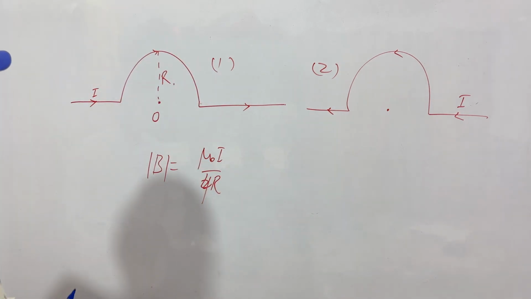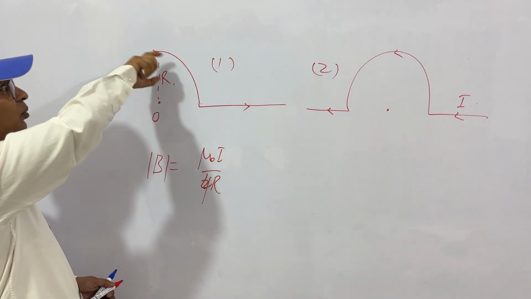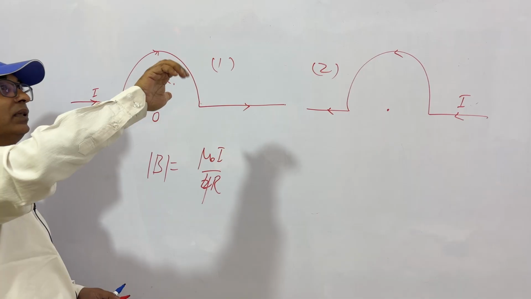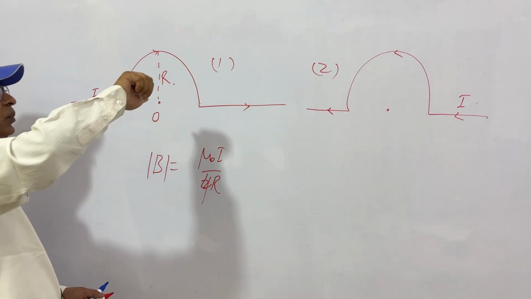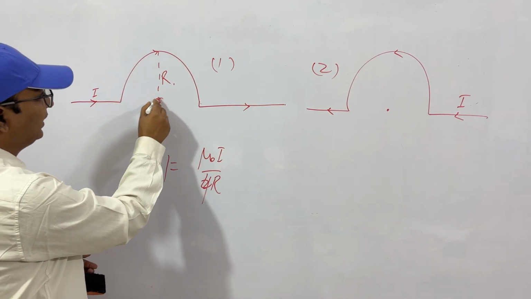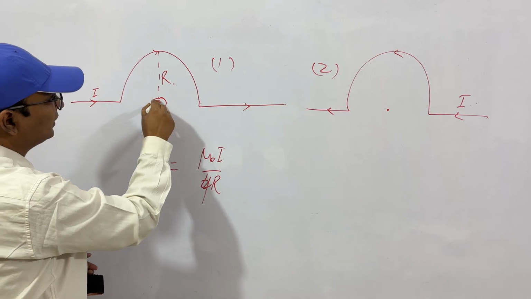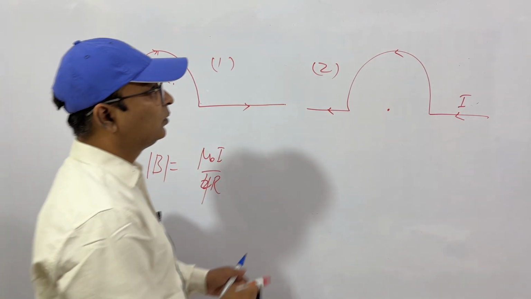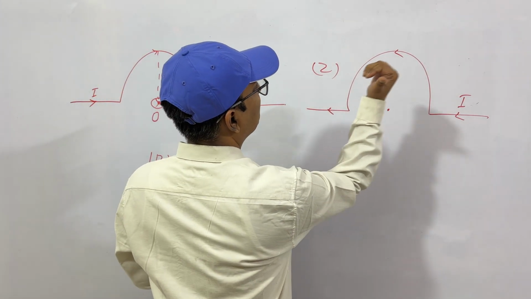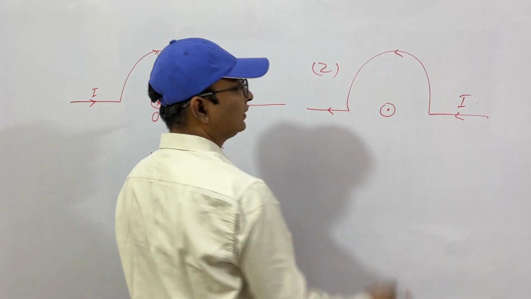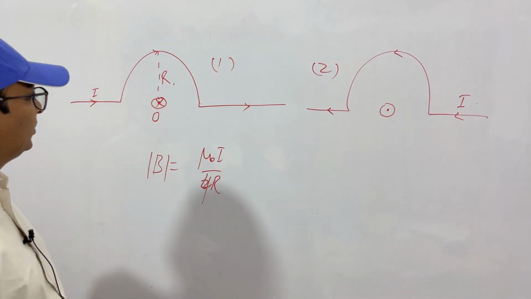But what about direction? I told you the right hand thumb rule. The current is in this direction, so you'll have to wrap like this. Where is the thumb pointing? Into the page. So the magnetic field will be into this, a cross. What about this? Wrap like this. This is out of the page. So this is this. I think you must have understood this.